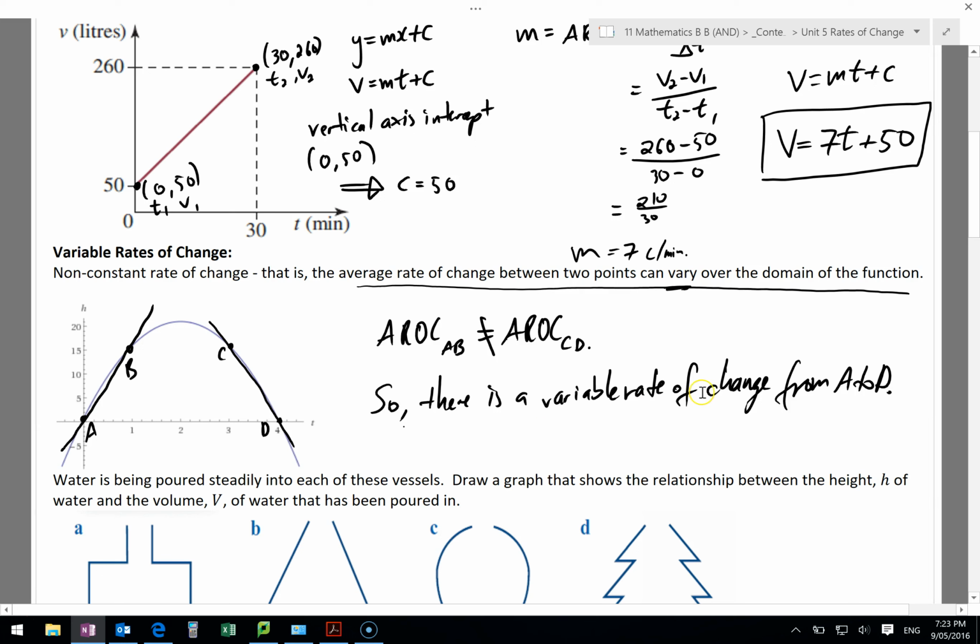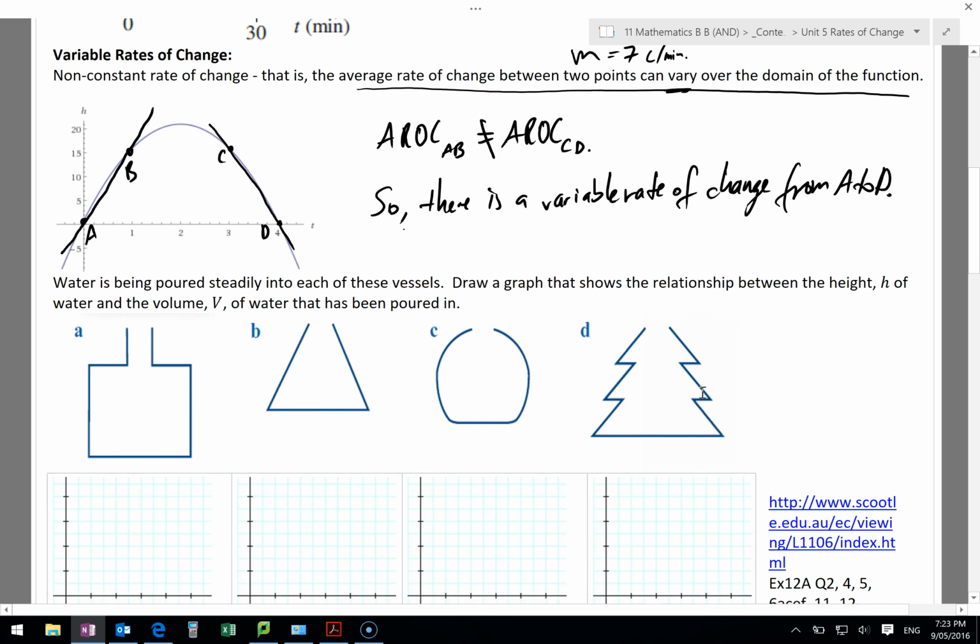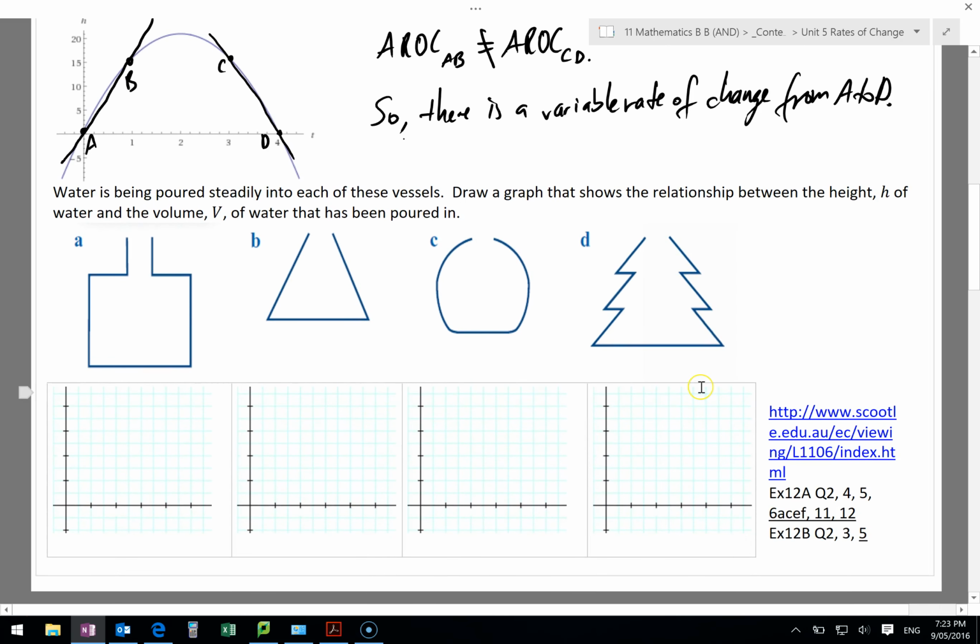For some of these non-constant or variable rates of change, we'll be able to draw graphs to show how the rate of change varies over time.